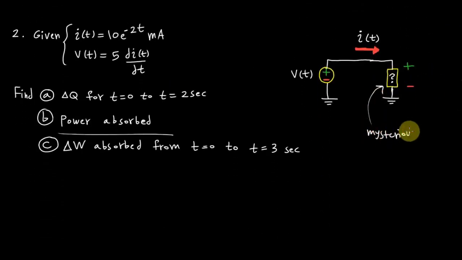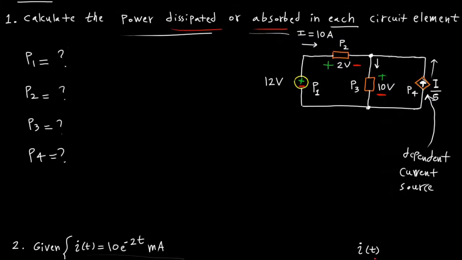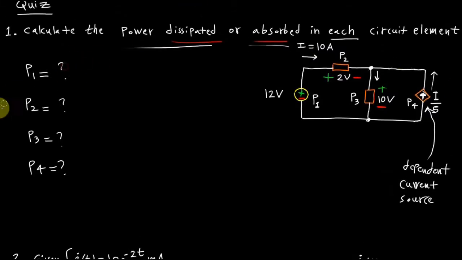In this other problem, we have a mysterious element with the given IV current and voltage equations here. For part A, we have to find the charge transferred into the element from t equals 0 to t equals 2 seconds. For part B, we should find the power absorbed. For part C, we should find the energy transferred to the element from t equals 0 to t equals 3 seconds. Okay, so now let's stop the video and give it a try.